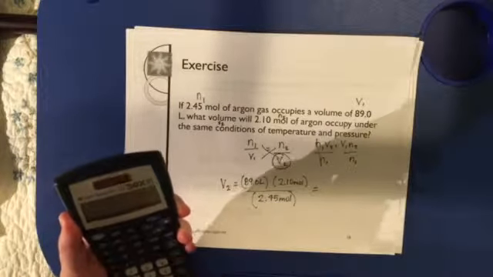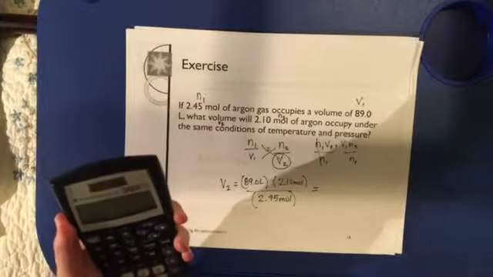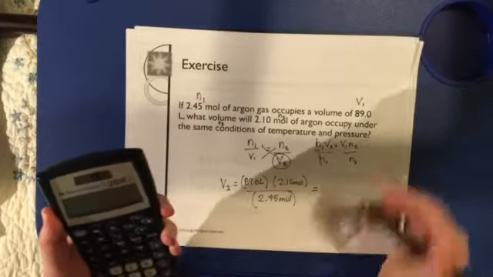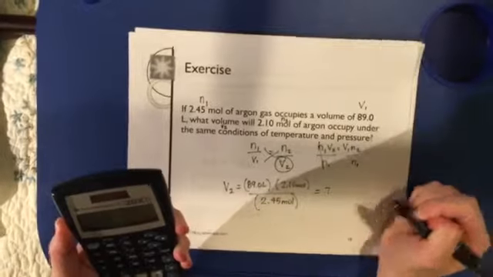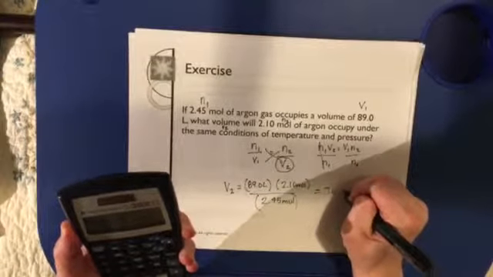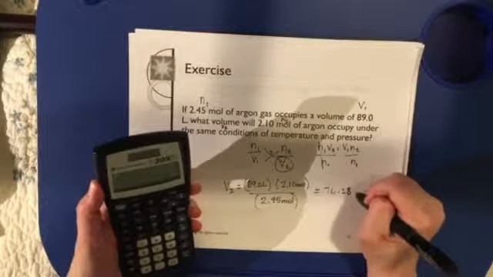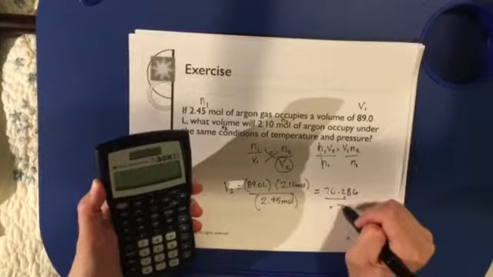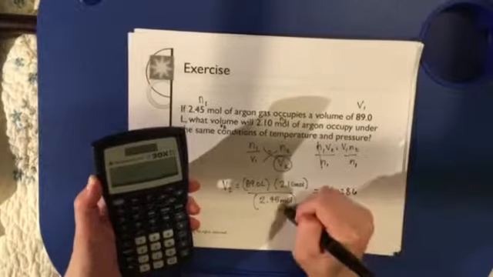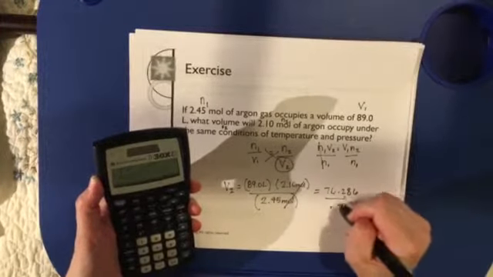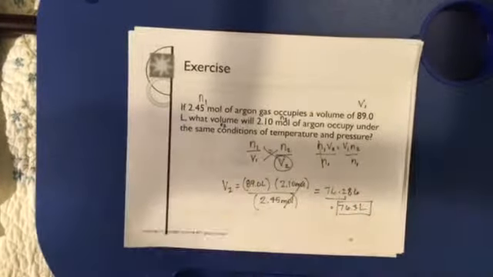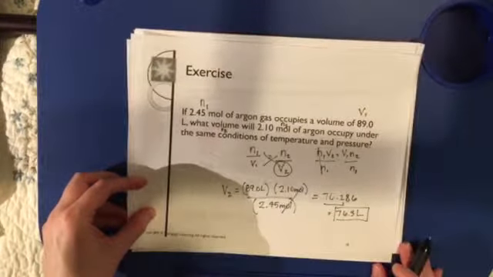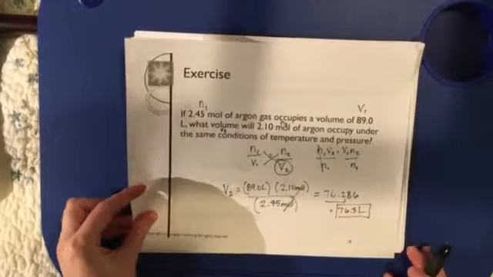89.0 times 2.10 divided by 2.45 equals 76.286. 3 significant figures would be 76.3. Moles cancels there. I end up with 76.3 liters. So the volume did decrease along with the number of moles.